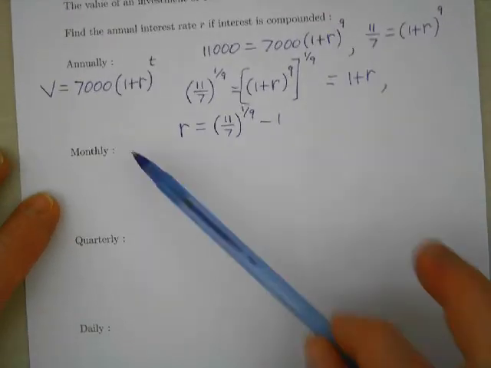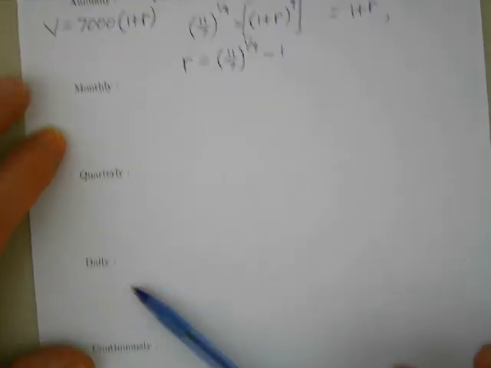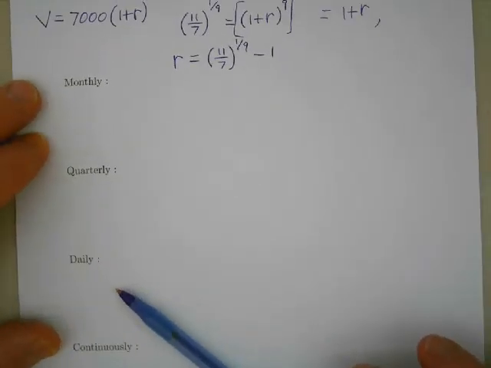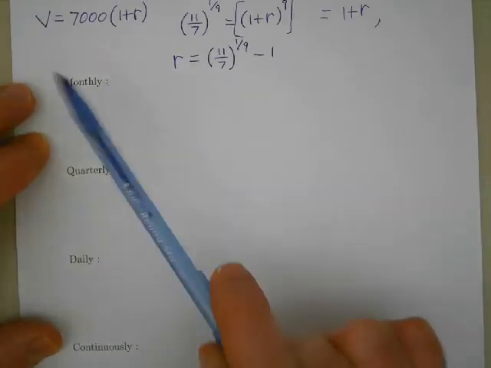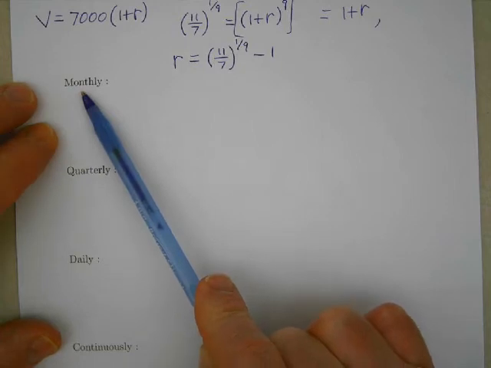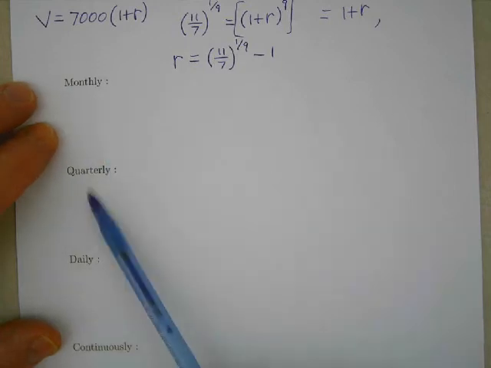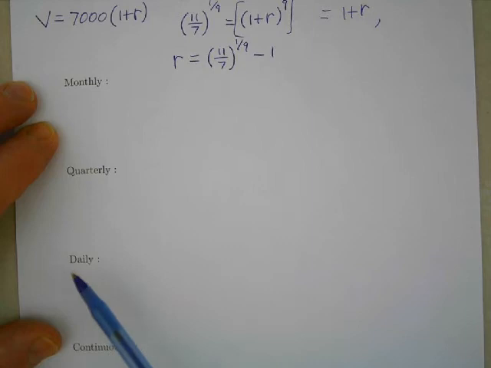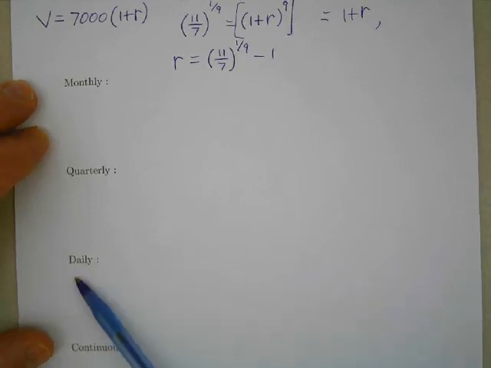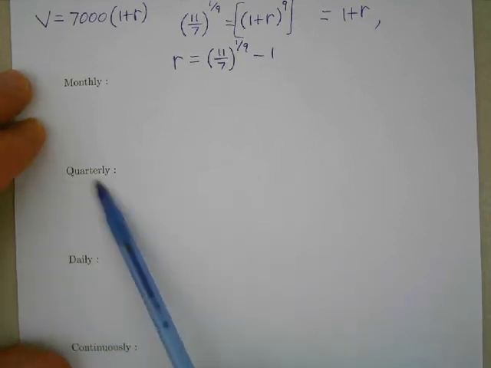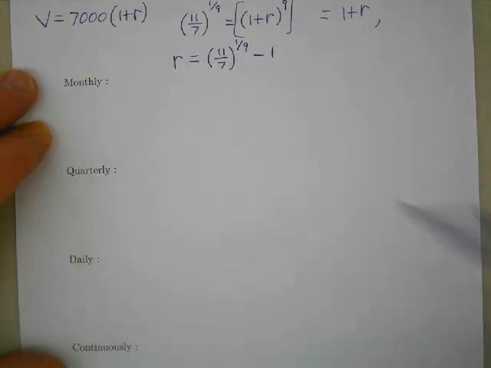Okay, the next three examples just involve different values of n. For monthly, we would use n equals 12. For quarterly, n equals 4. For daily, n equals 365. So I'm just going to do the one for quarterly, and the other two could be done by mimicking this one, just replacing n.